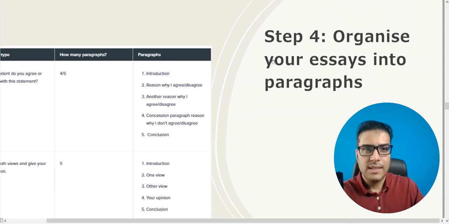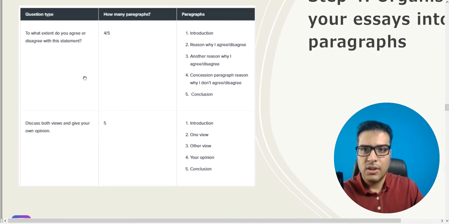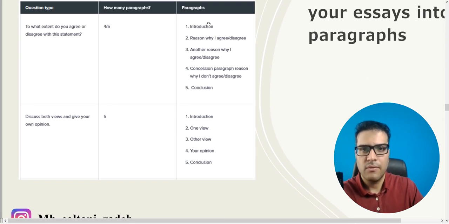And the fourth step is to organize your essays into paragraphs. So we have some examples. To what extent do you agree or disagree? One suggestion is to write 4 or 5 body paragraphs. In the first paragraph, introduction. Second paragraph, reason why I agree or disagree. Third paragraph, another reason why I agree or disagree. And the fourth paragraph is a concession paragraph, reason why I don't agree or disagree.